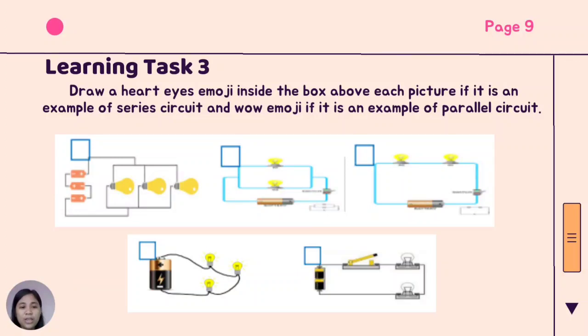For learning task three, draw a heart eyes emoji inside the box above each picture if it is an example of a series circuit, and a wow emoji if it is an example of a parallel circuit. For number 1, 2, 3, 4, and 5.